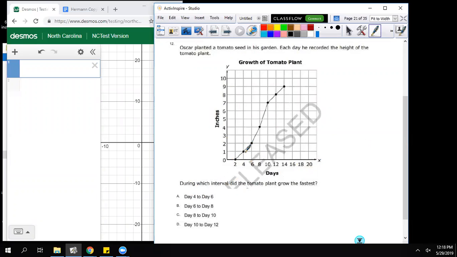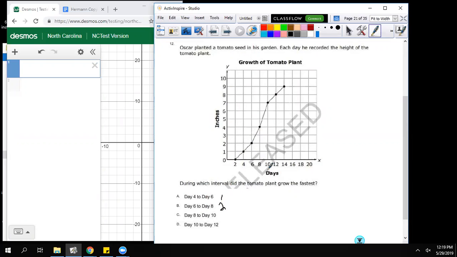Day 4, it was at 1 inch. Day 6, it was at 2 inches. So how much was the change? Well, it grew 1 inch. Okay, from day 6, which is at 6-2, so 6 days, 2 inches, and day 8, where it was 8 days and 4 inches, how much did it change? Well, that grew 2 inches.